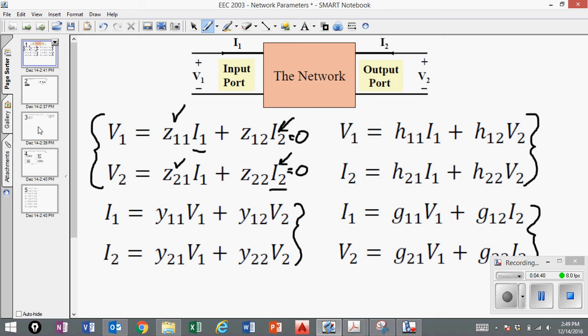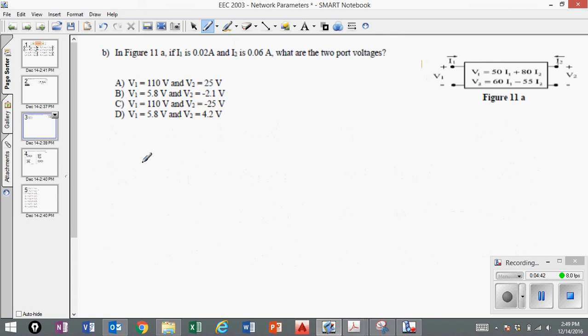Now let's go to the next question. The next question is this. If you were given these values for current I1 and I2, what would be the values for V1 and V2? Well, if I1 and I2 are given, then all you have to do is substitute those values into the equations to calculate your values for V1 and V2.